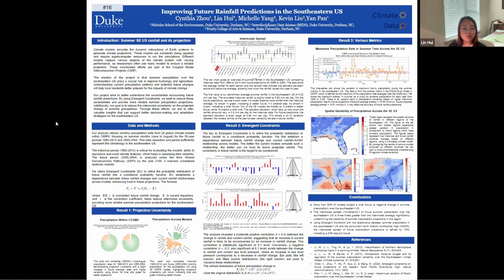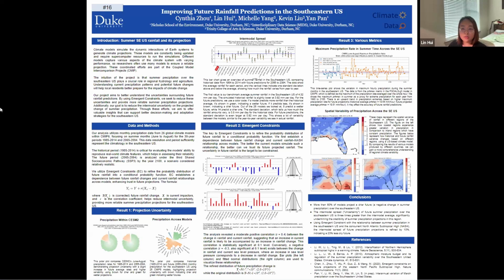Projection uncertainty gives us room for improvement. The graphs on the bottom left show how different the historical and future predictions can be within a single model and across models. The spread within a single model is only 10% of the intermodal spread, which means the latter is the main source of projection uncertainties. The bar chart at the top center shows the variety of historical and future predictions across different models on the x-axis. Now let's talk about metrics.